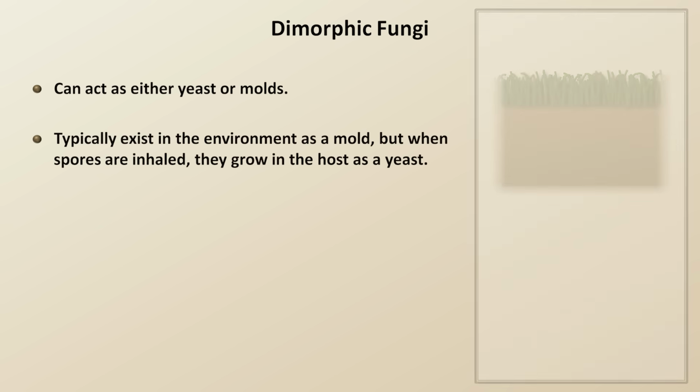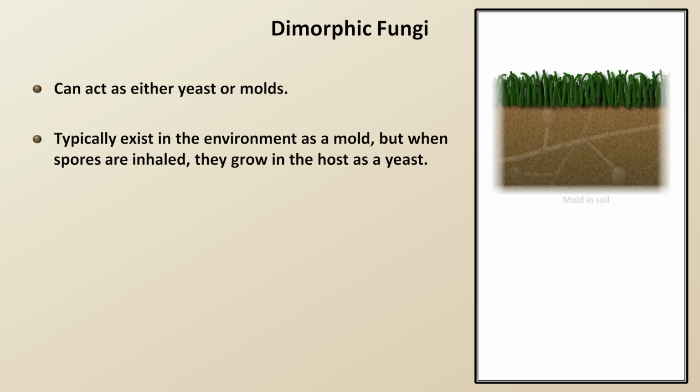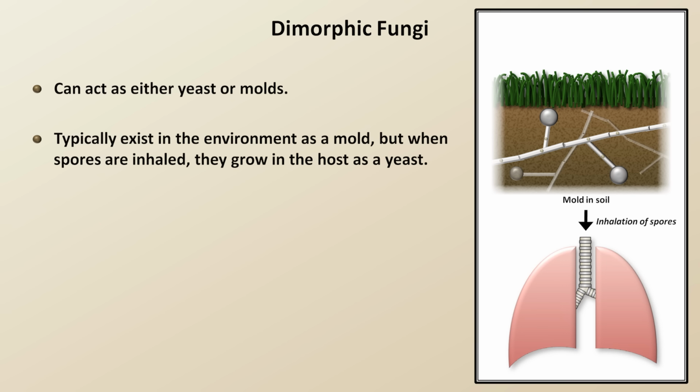So we've talked about yeast, and we've talked about molds. What's left? The next major category are the dimorphic fungi, sometimes referred to as endemic fungi. And what makes them distinct is that they can act as either yeast or molds. They typically exist in the environment as a mold, where they are found in the soil. Then if that soil gets disturbed and the spores are sent up into the air, they can be inhaled into a person's lungs, where they grow as encapsulated yeast.